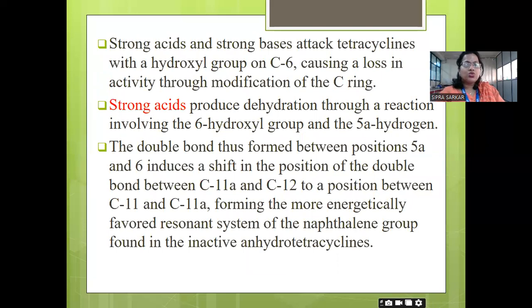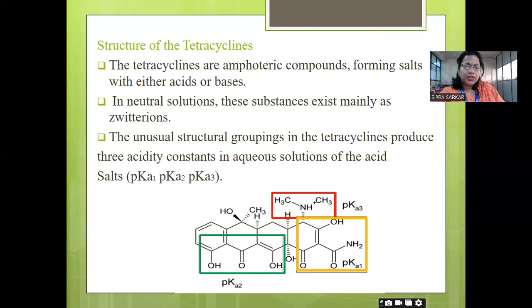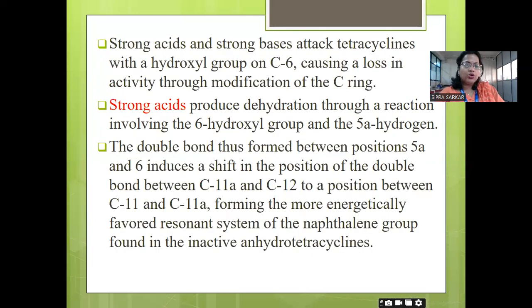So strong acid and strong base attack tetracycline at the hydroxyl group at C6, causing a loss of activity through modification of the C ring. That means in the C6 position, like we have started the numbering from this position, 1, 2, 3, 4, 4A, 5, 5A, 6 position. So the sixth position hydroxyl group can be attacked by strong acid and base, with loss in activity through the modification. As a result, the activity sometimes is lost.